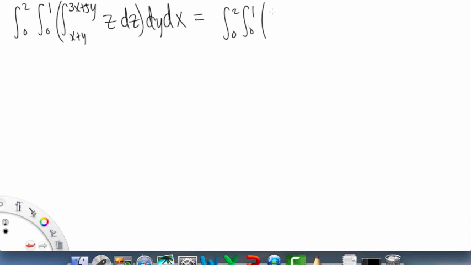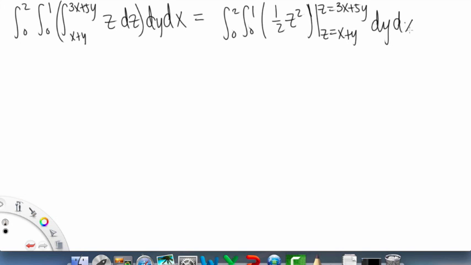And then on the inside here, we get 1/2 z squared as z goes from x plus y to 3x plus 5y. So as you can see, it's going to get a bit long, but it's just tedious work. Not really difficult. This is just algebra. Well, technically it's calculus, but anyways.